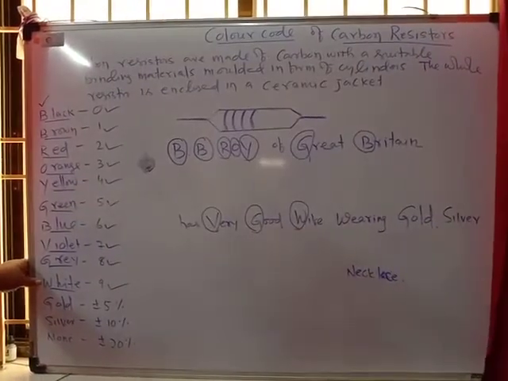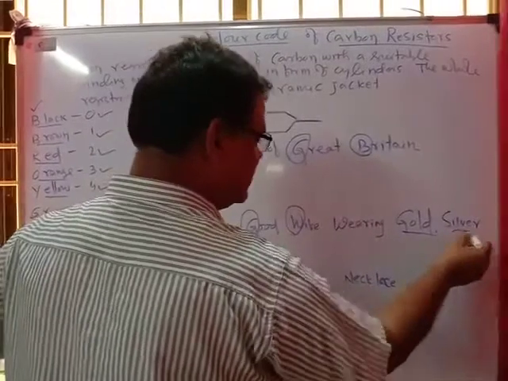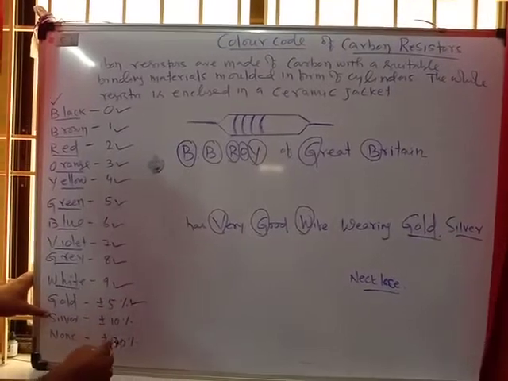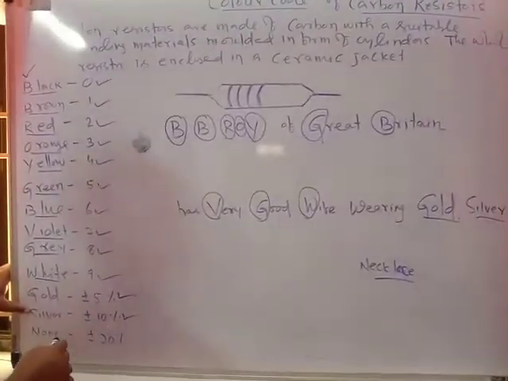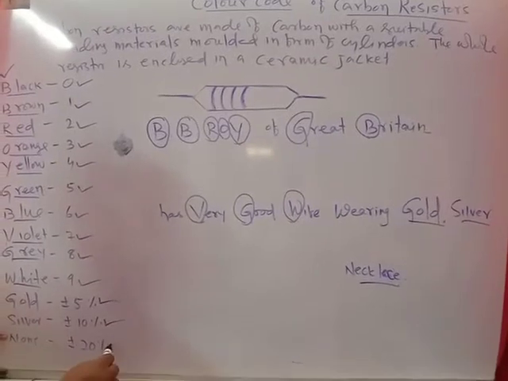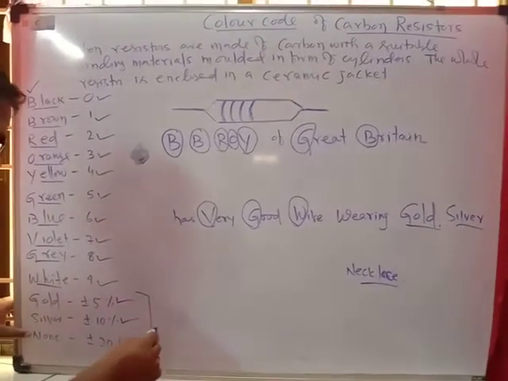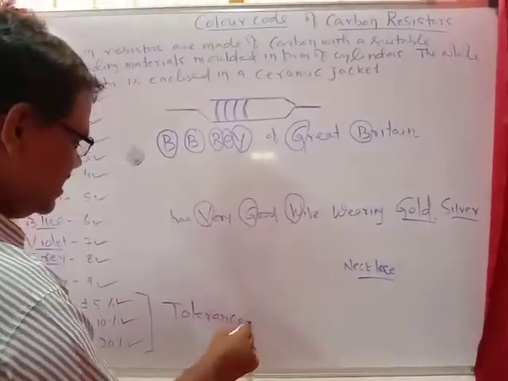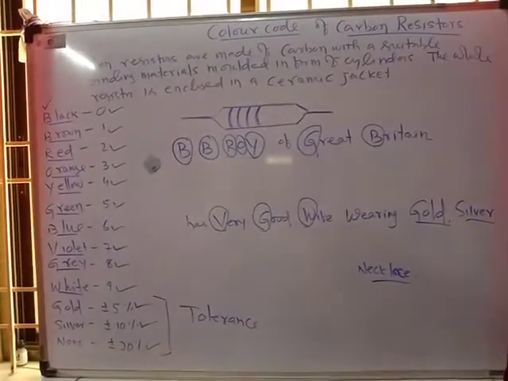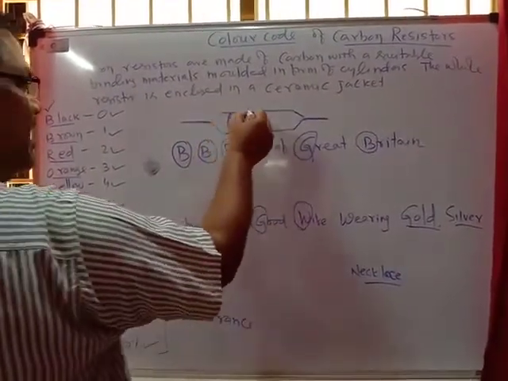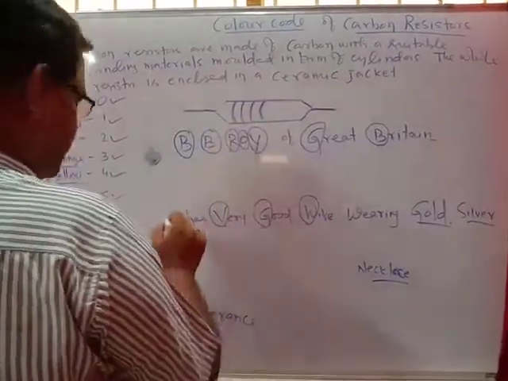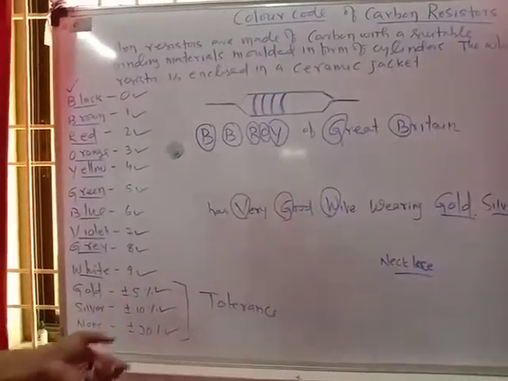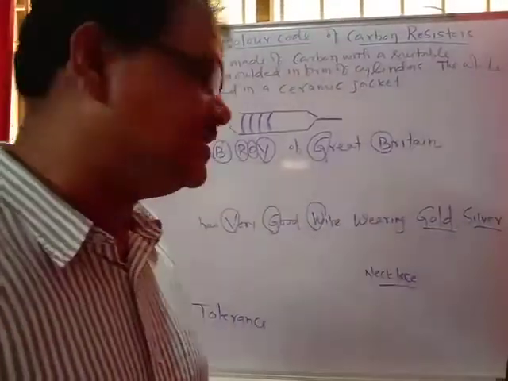And wearing gold silver necklace. Gold indicates plus or minus 5%, silver indicates plus or minus 10%, and necklace means none, which is plus or minus 20%. That is the tolerance of the resistor. Suppose you find only three colors, that means the fourth color is not there, no color, then you must take the tolerance of the resistor as plus or minus 20%.